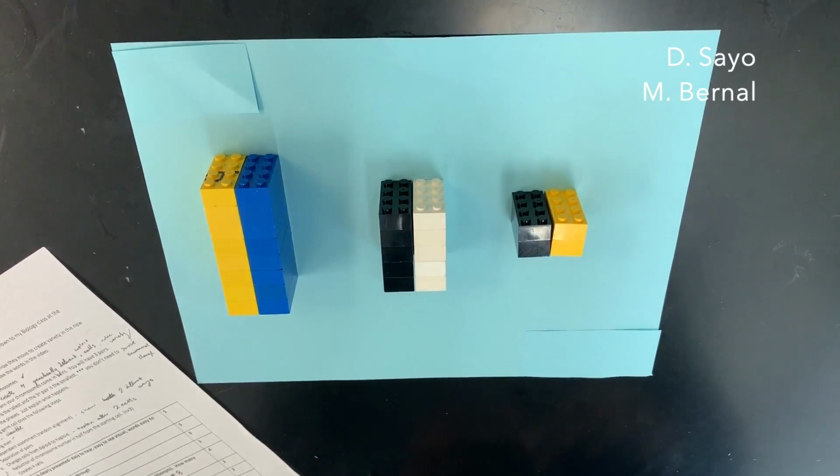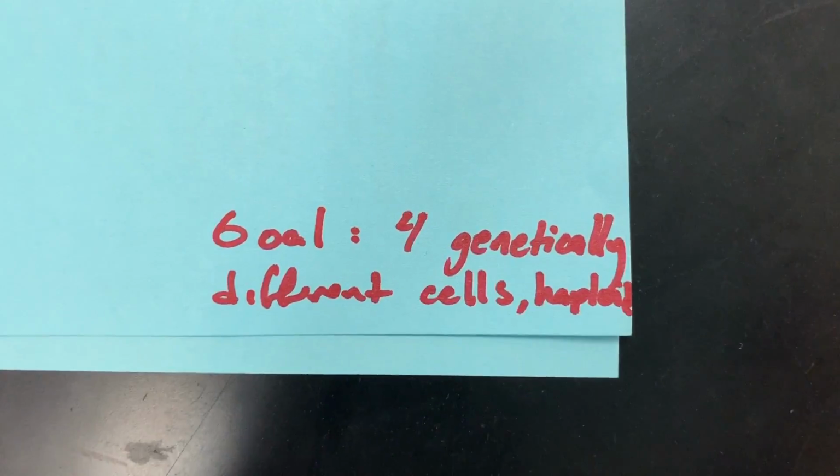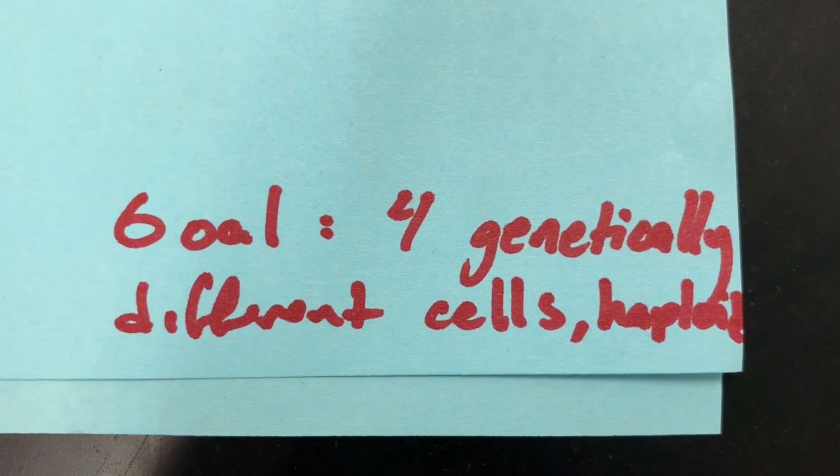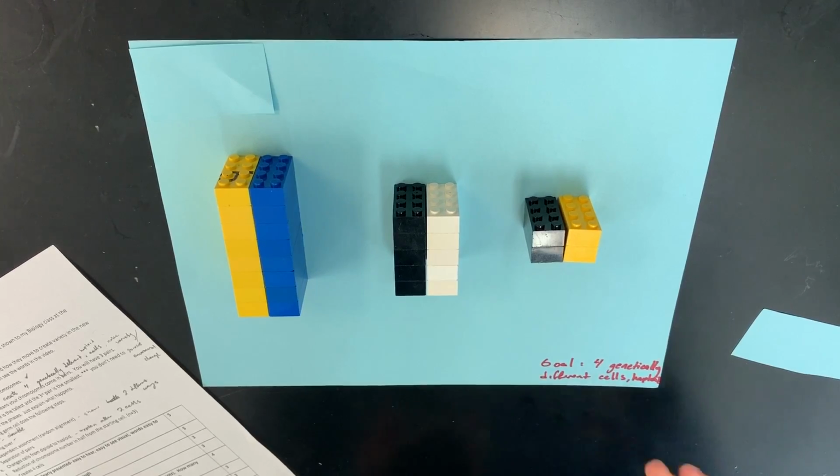Okay, today we'll be going over the process of meiosis. So the purpose is to create four genetically different cells that are each haploid in order to make variety, which can be used to survive environmental changes.